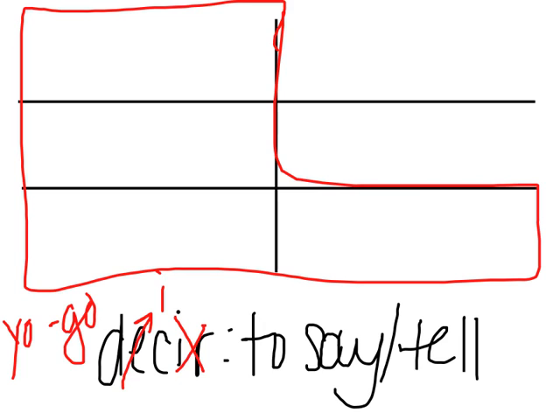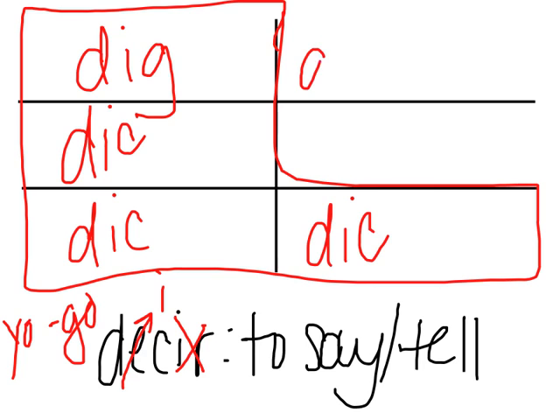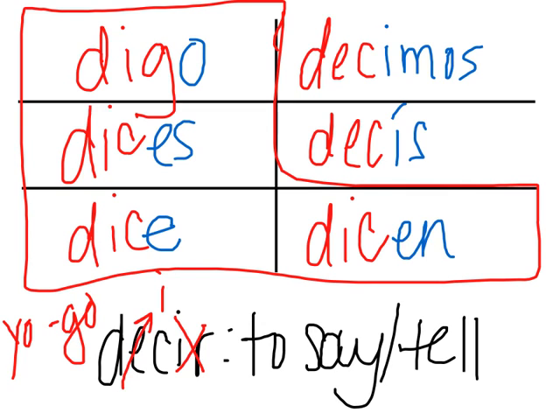So just like salgo, we're going to add a G into our yo form. And then the rest of it will use the stem dic, except for outside of the boot, where we'll use dec. And then we'll add our usual IR endings. So yo digo, tú dices, ella dice, nosotros decimos, vosotras decís, and ellos dicen.